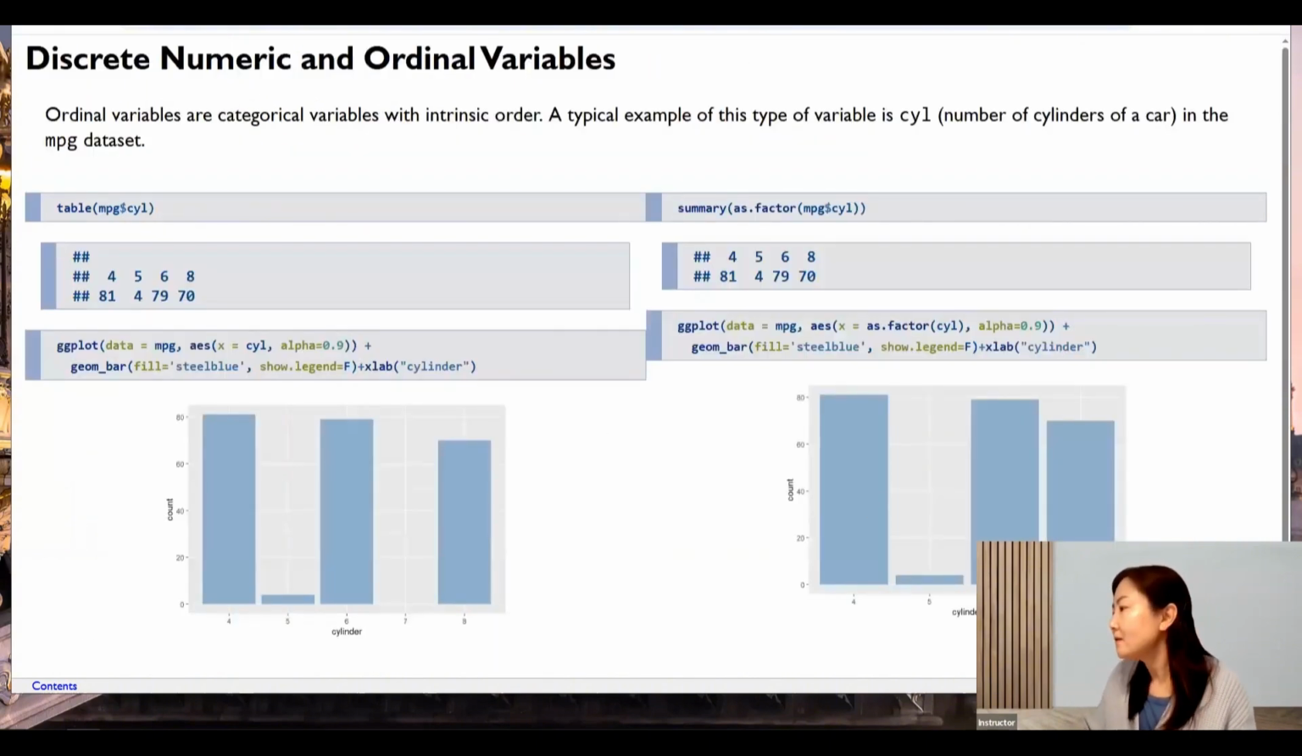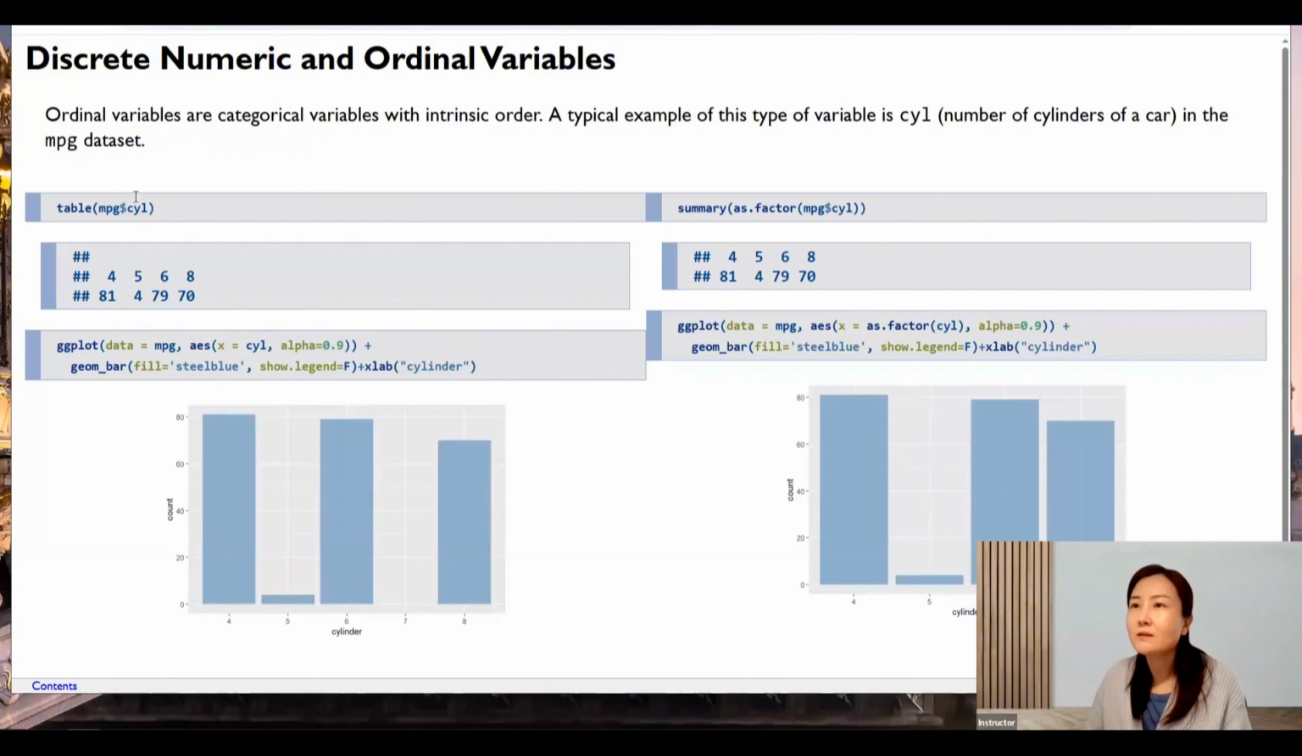All right, then let's quickly move on to the next topic. We can also use bar graphs to show ordinal data or discrete numeric variables. Discrete numerical variables are numeric variables, but there are only a few distinct values. For example, in the MPG dataset, the cylinder variable is a discrete numeric variable. It only has 4 levels, 4 distinct values, 4, 5, 6, and 8. And there is no 7 in between. Okay, so this is not a continuous numeric variable.